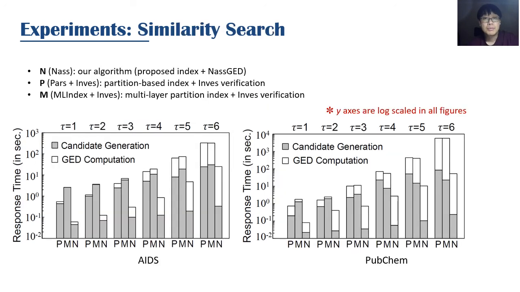This is the result for similarity search. Our search algorithm NAS significantly outperformed existing techniques. On the AIDS dataset, NAS was from 4 to 15 times faster than existing solutions. On the PubChem dataset, NAS was up to 100 times faster.